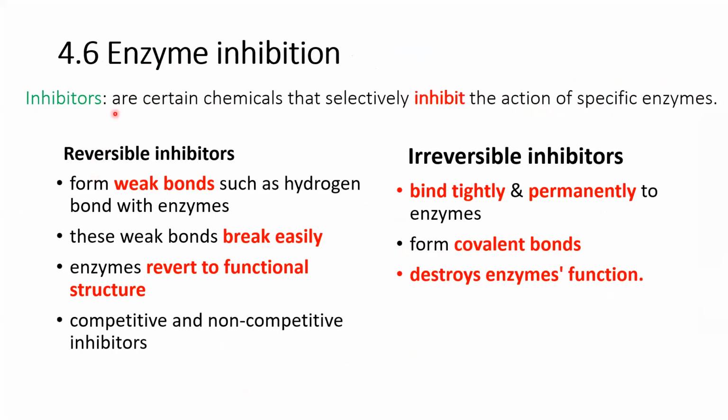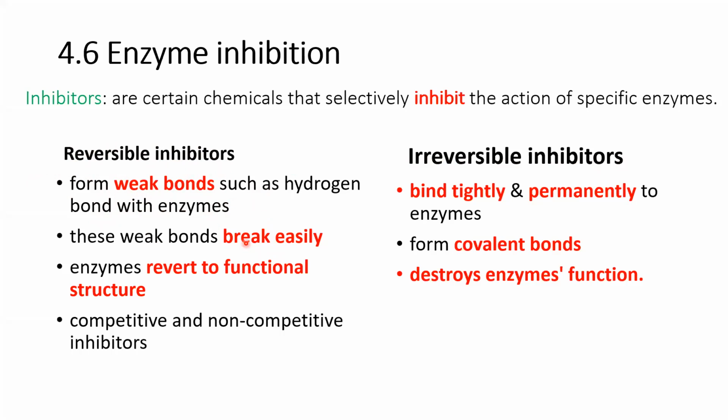You can classify inhibitors into two types: either reversible inhibitors or irreversible inhibitors. Reversible inhibitors will form weak bonds, such as hydrogen bonds, with enzymes. The interaction between the inhibitor and the enzyme is through the formation of weak bonds, so this bond can easily be broken.